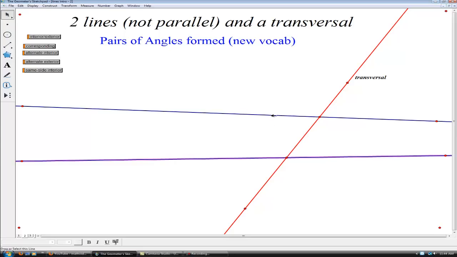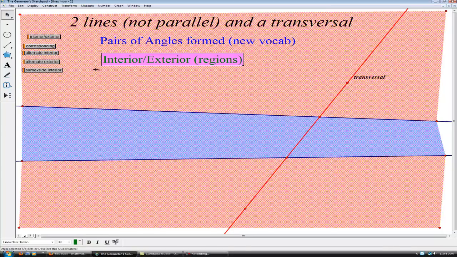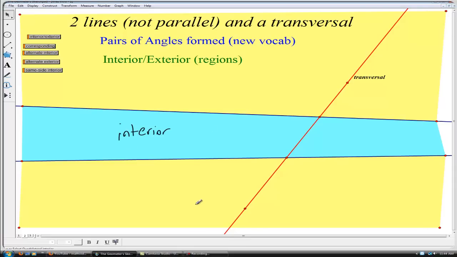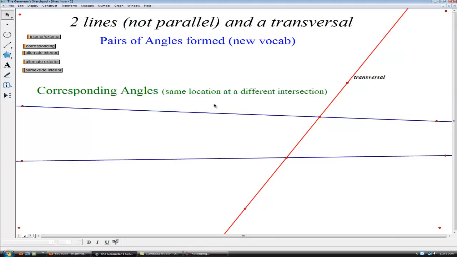Any two lines that are intersected by a transversal will generate a bunch of new angle pairs. Before we get to the angle pairs, let's first talk about interior region and exterior region. This aqua blue region is between the two given lines. This is our interior. And these two yellow regions are both exterior regions. Corresponding angles. The same location at a different intersection.